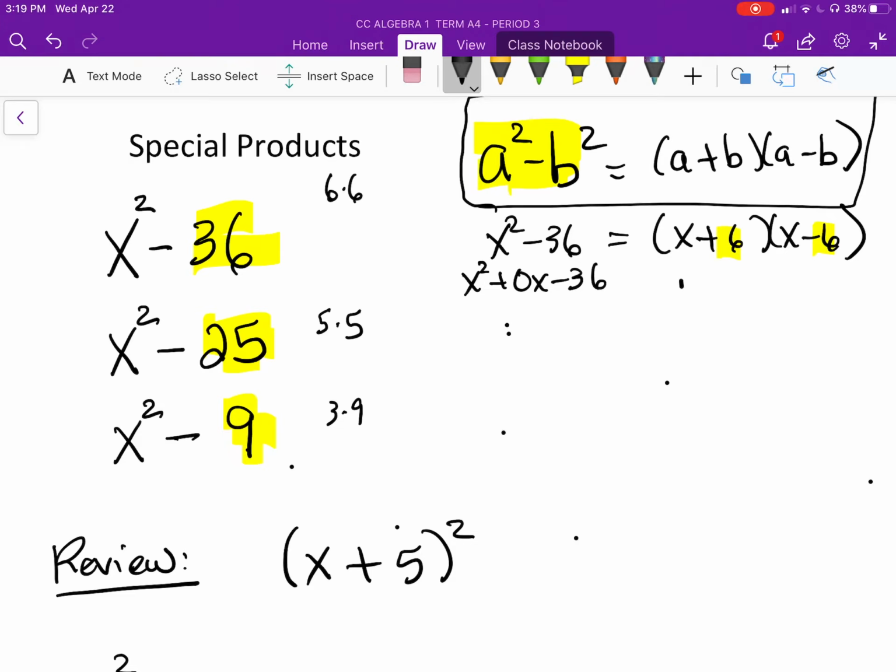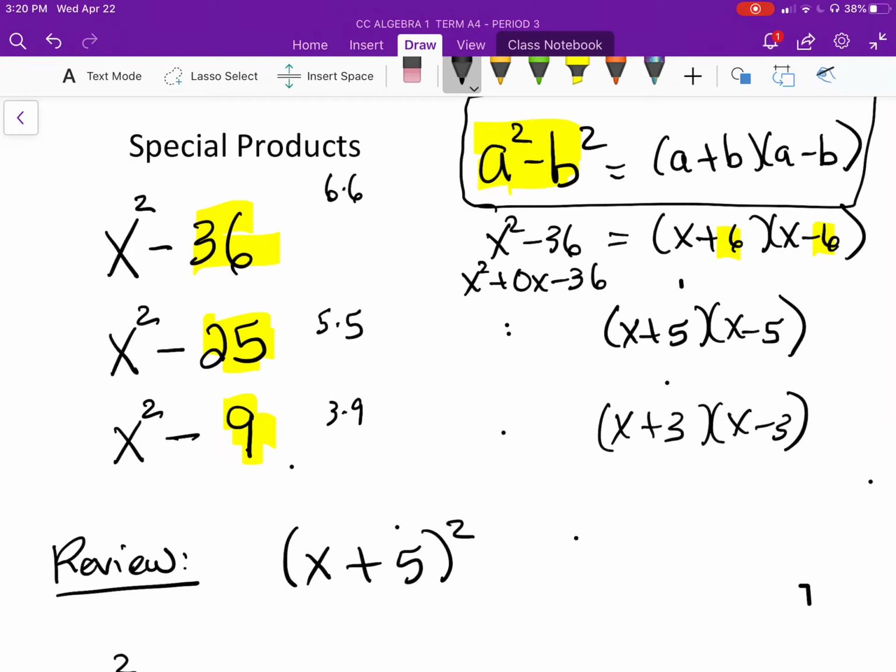These are the easiest type of problems to factor. So if we follow the rule, then the next one is going to be x plus 5, x minus 5. And the last one should be x plus 3 times x minus 3. I think I made a little mistake over here. 9 is 3 times 3. That's what makes it a perfect square. Okay. So those are special products. We call them the difference of two squares.